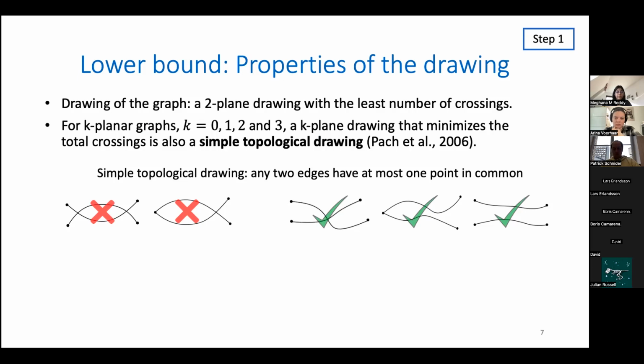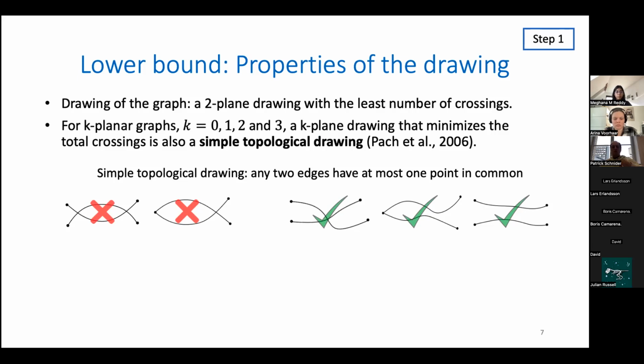So now let's bring back this theorem and try to understand. What this theorem states is that if you pick a two-plane drawing that minimizes the number of crossings, then it is also going to be simple. So by picking a drawing with the least number of crossings, we get two properties. It has the least number of crossings, and secondly, it is going to be simple. So we can use these properties while we analyze the drawing. So this is the drawing we pick.